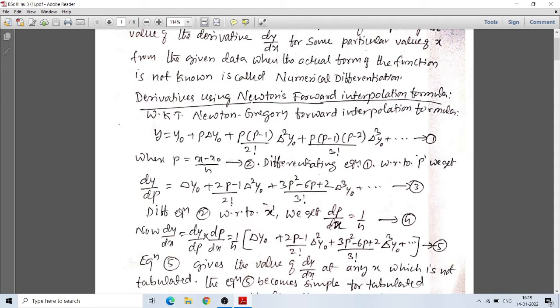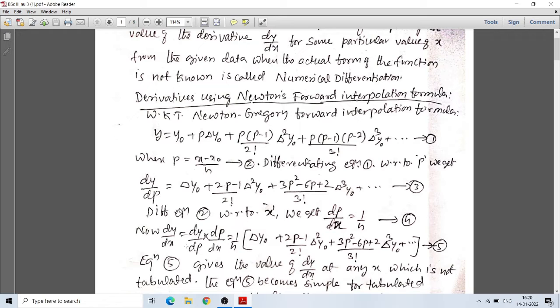Here, first multiply all three, p, p minus 1, p minus 2, and we get a third degree equation. We can differentiate that equation with respect to p and get 3p square minus 6p plus 2 divided by 3 factorial delta cube y naught, called equation number 3. Differentiate equation 2 with respect to x. With respect to x, we get dp by dx equals 1 over h, since x with respect to x is 1 and x naught is constant.